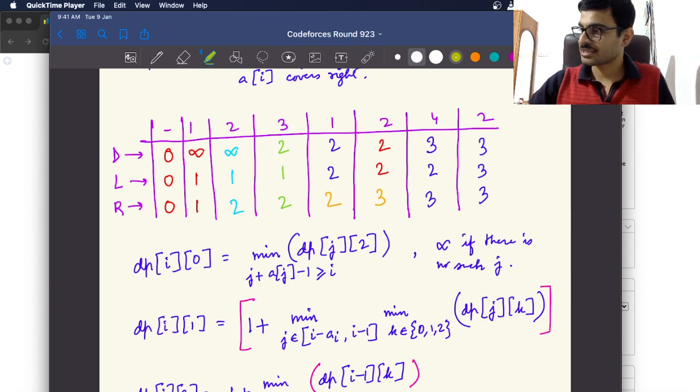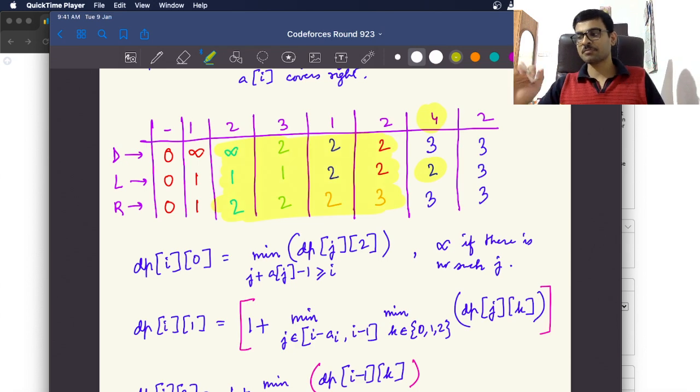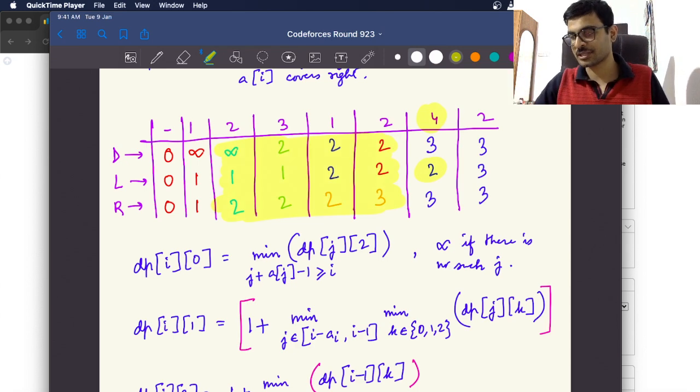I can take another example, this 4. For this 4, I can say this left value will come from, I think we had already discussed this, this particular portion, i minus a_i to i minus 1. Whatever is the minimum value in this part plus 1. So it is 1 plus 1, that is 2.